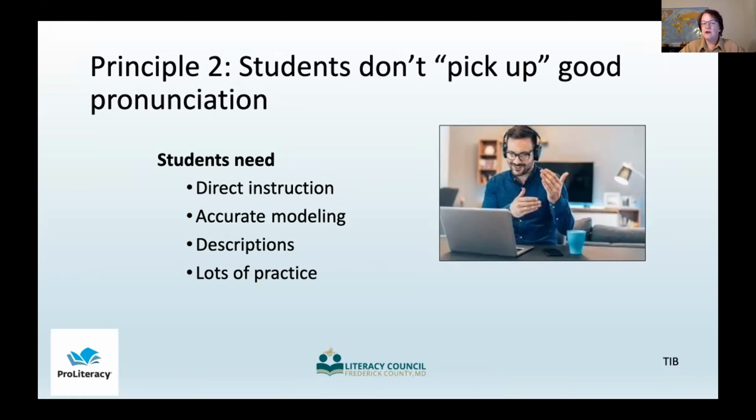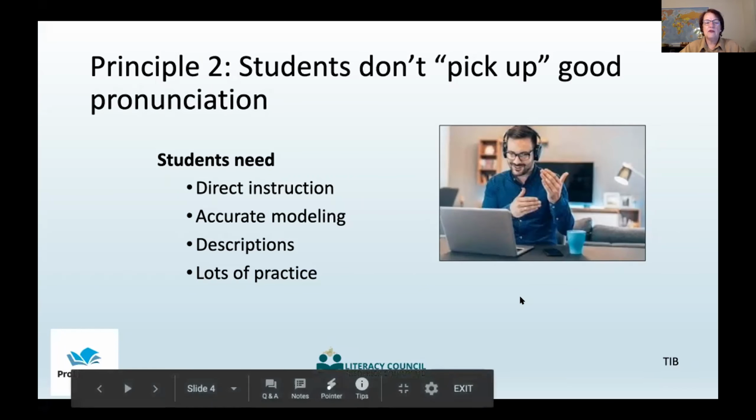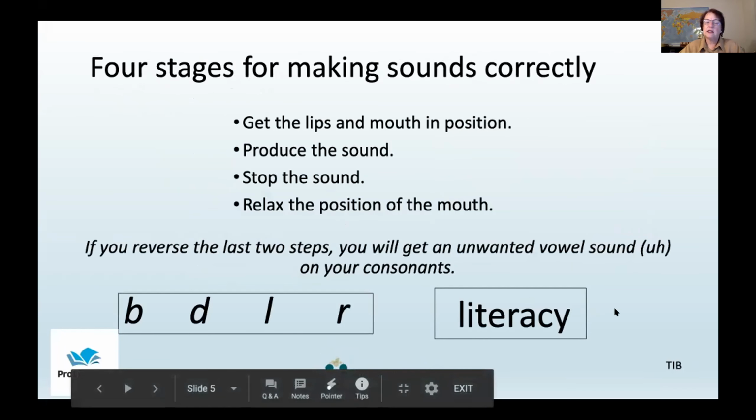Listen carefully to how your student makes sounds and then model English sounds for them. This is hard work for your student, so practice new sounds in small chunks of time. Over the next few slides, we'll practice modeling sounds and describing how to make them.